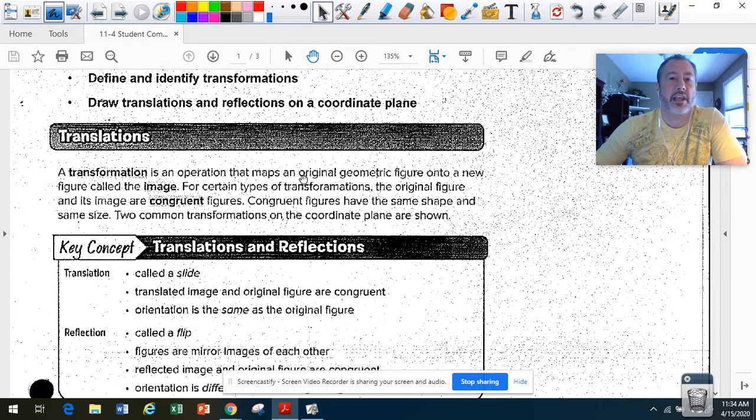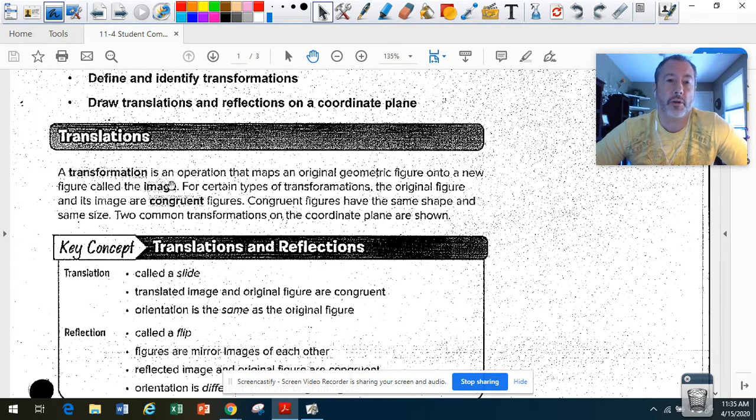It is an operation that maps an original geometric figure onto a new figure called the image. So basically, we're starting with our original image and we're transferring that image to a different location, which should be exactly the same. So it says for certain types of transformations, the original figure and its image are congruent. Okay, congruent means that they are equal to one another. Congruent figures have the same size and the same shape. So the shape has not changed, the size has not changed. All we've done is we've changed its location.